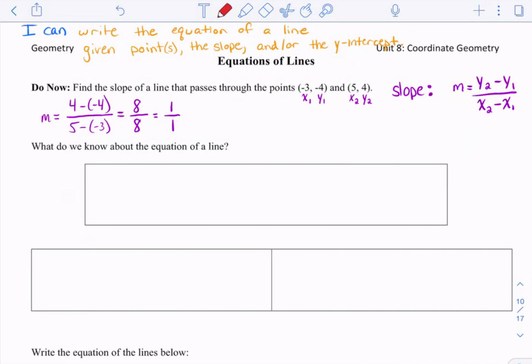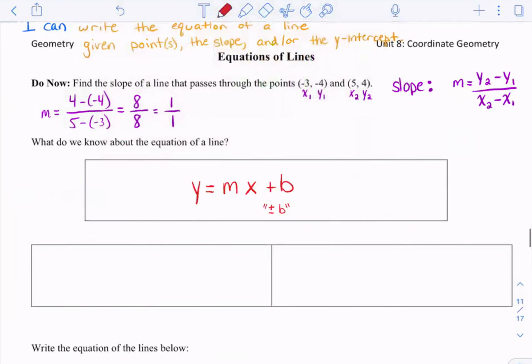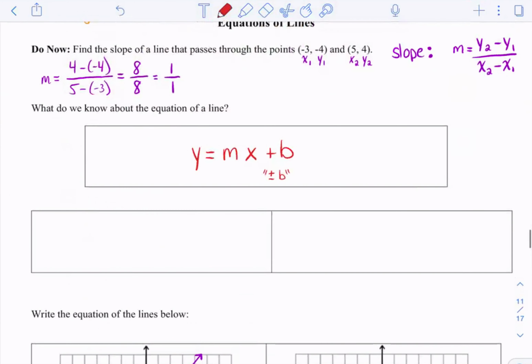So if you recall, the equation of a line is y equals mx plus b. It's really plus or minus b, because sometimes the y-intercept is negative, but we call it y equals mx plus b. Two parts of a line. Think in your head, what are they? The m, I like to refer to as the mountain slope. The m is the slope.